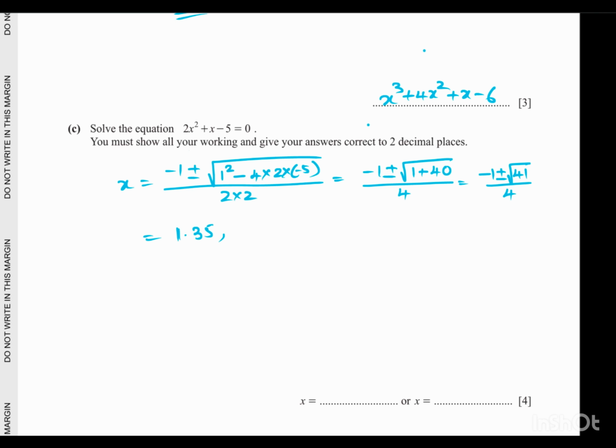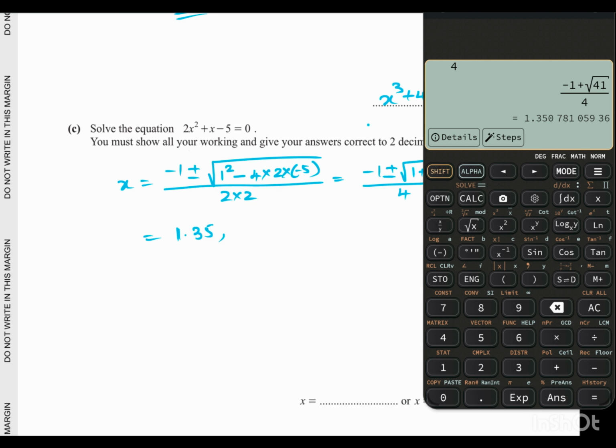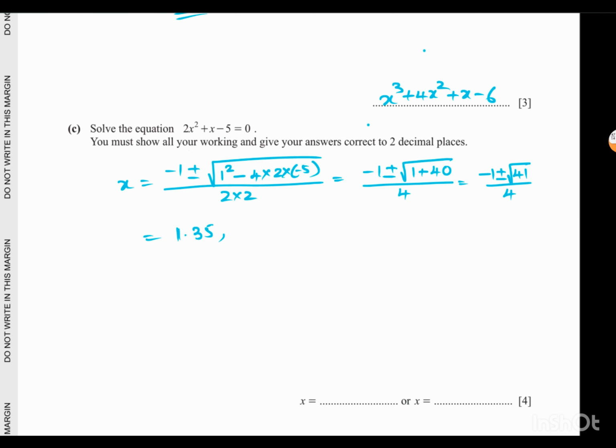Then instead of plus, we'll take it as minus. Delete plus, put minus. We get the answer minus 1.85. So this is the answer here, 1.35 and negative 1.85. Question number 6 is done.